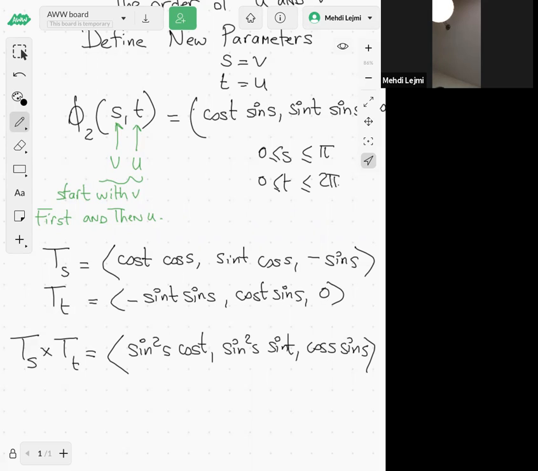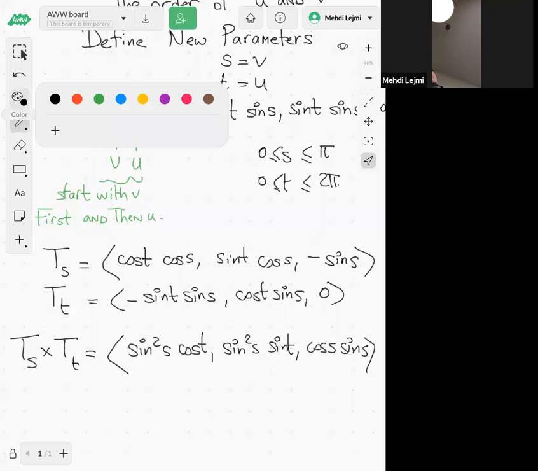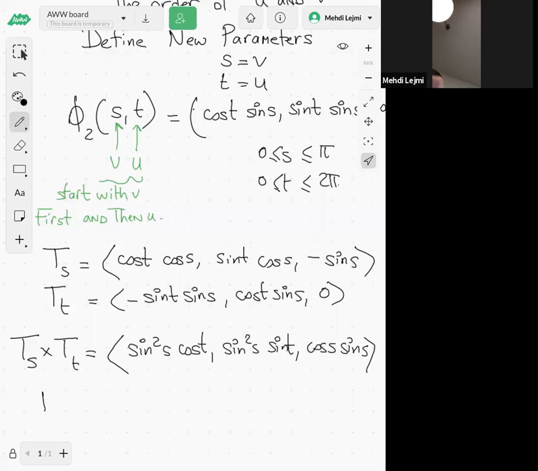So now let's see if this normal vector is inward pointing or outward pointing. Again, I'm going to pick a point. Let's just pick the same point. Let's say s is pi over 2 and t is 0. So again, phi 2 of this point, pi over 2, 0, that would be the point.